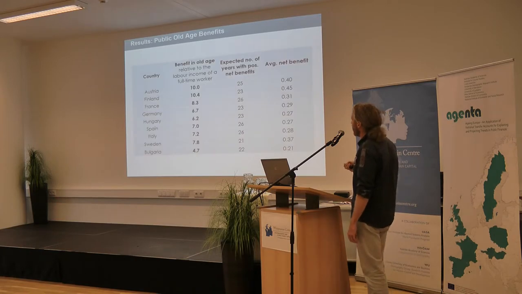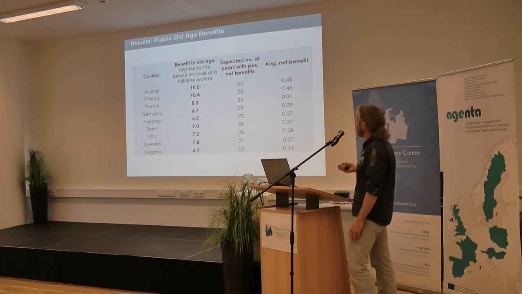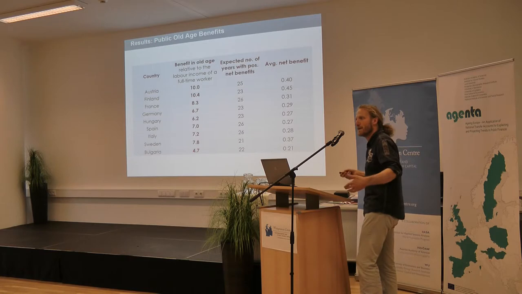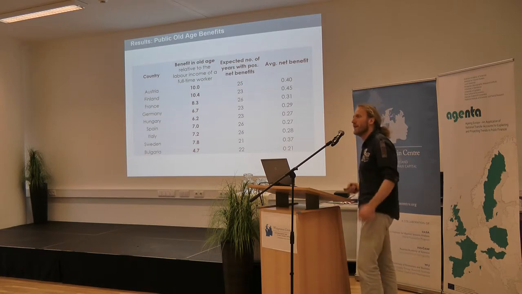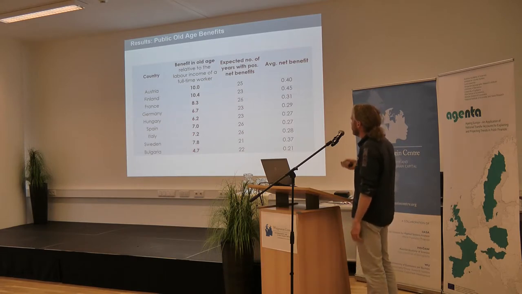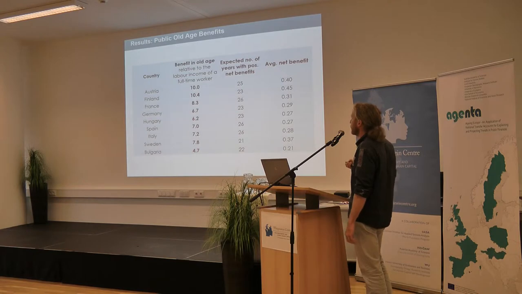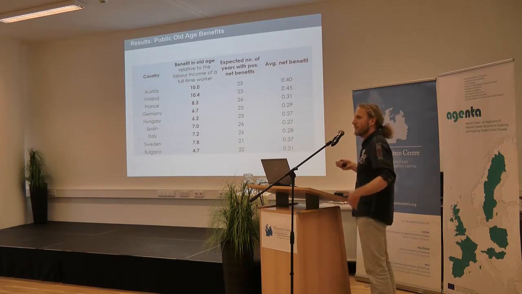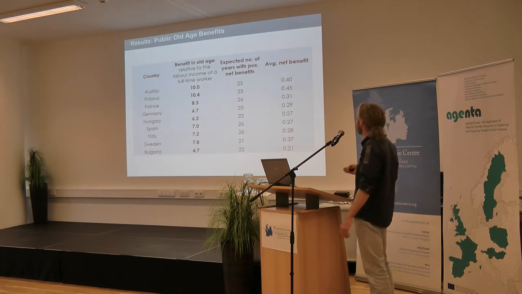So what we get as results when we do this and sum up over all ages, we see that in Austria and Finland, the people of the cohort born in 1950 can expect public net transfers worth about 10 times the labor income of a full-time worker. There are large differences across countries. In Germany, it's, for example, much less. The public sector is less generous to the elderly, so to say.